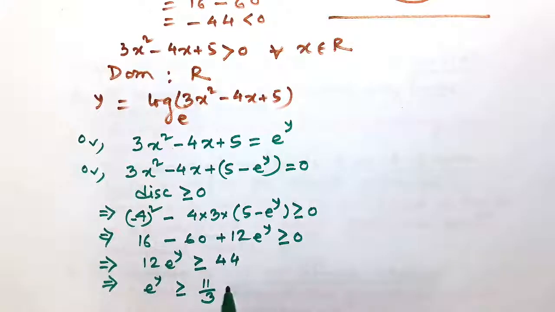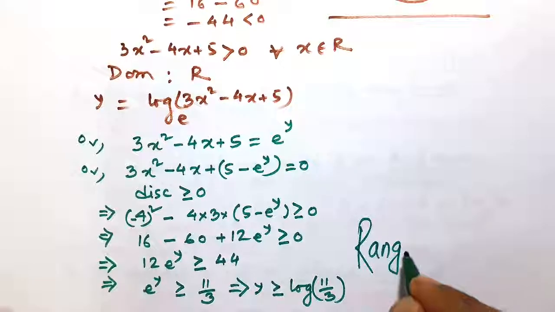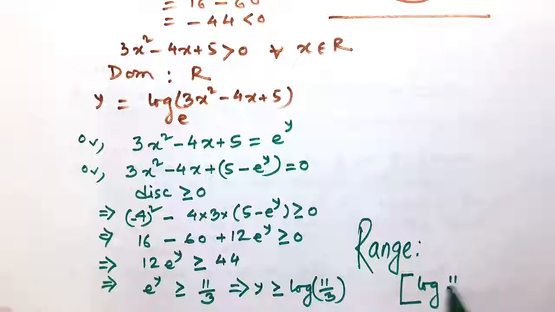Take log on both sides, and you will find y is greater than or equal to log of 11 by 3. Carefully see, y is greater than or equal to log of 11 by 3. That means the range is the semi-closed interval from log of 11 by 3 to infinity. This is the range.